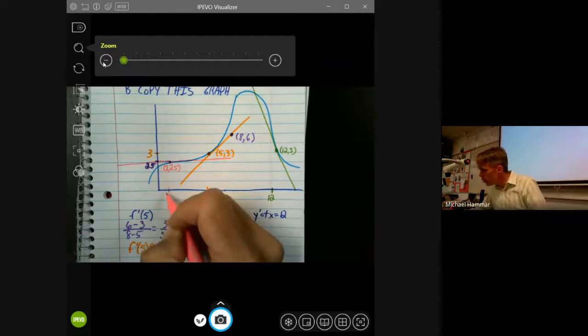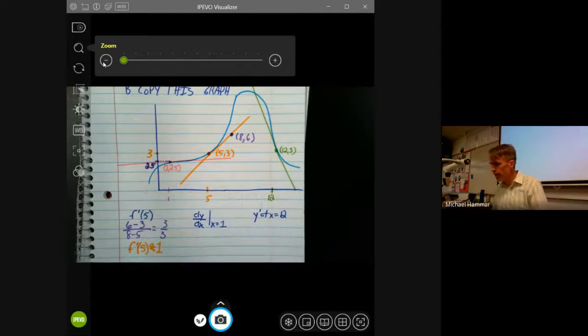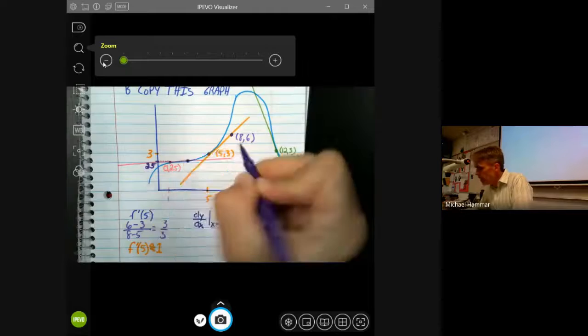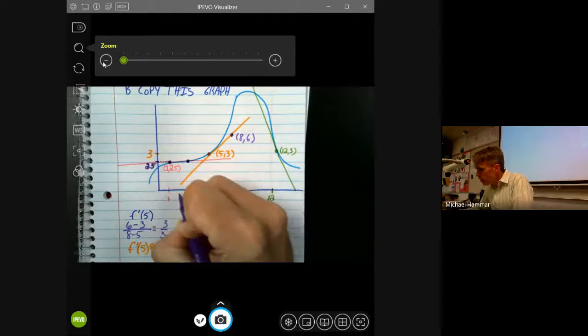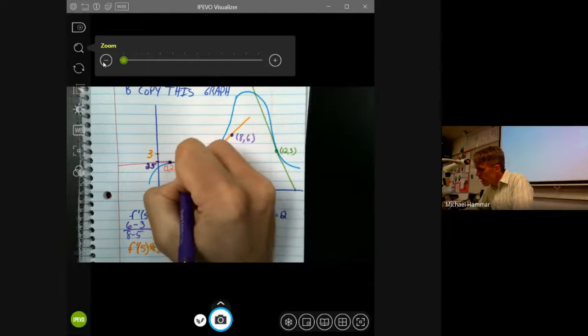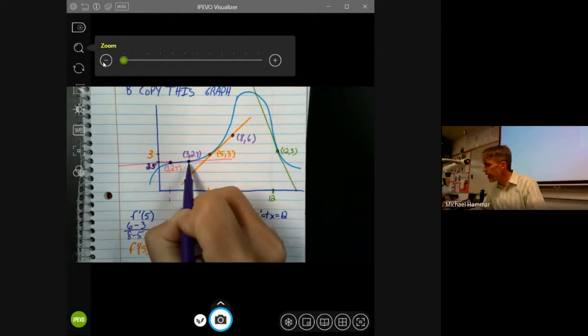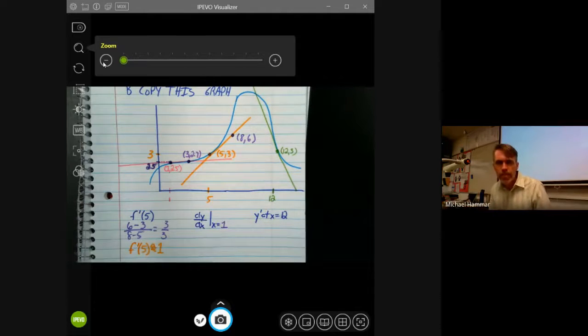But I do know that the point here is (1, 2.5). So I do need to try to find some other point where I can then use the average rate of change to estimate what this one is. So I'm just going to pretend that right here is that other point. As I go over, I'm going to say this one is at 3 and let's say 2.7. So I could estimate that that point is (3, 2.7).